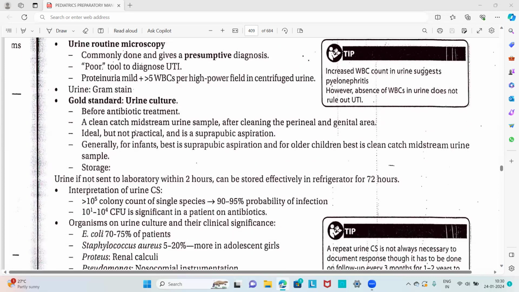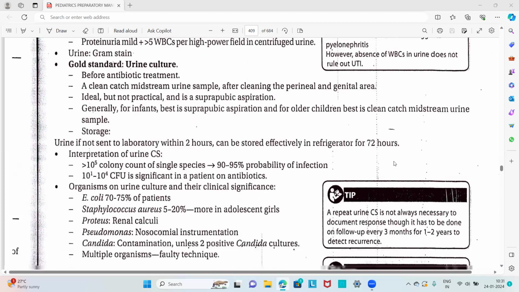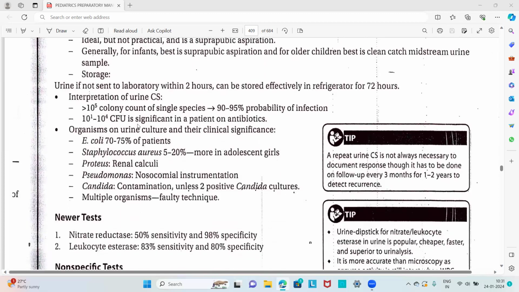The gold standard for the detection of UTI is urine culture. Before antibiotic treatment, we have to go for urine culture. A clean catch midstream urine sample should be taken after cleaning the perineal and genital area. It is an ideal method but not practical, and suprapubic aspiration is usually used. Generally, for infants the best is suprapubic aspiration, and for older children the best is a clean catch midstream urine sample. If urine is not sent to the laboratory within 2 hours, it can be stored effectively in the refrigerator for 72 hours.